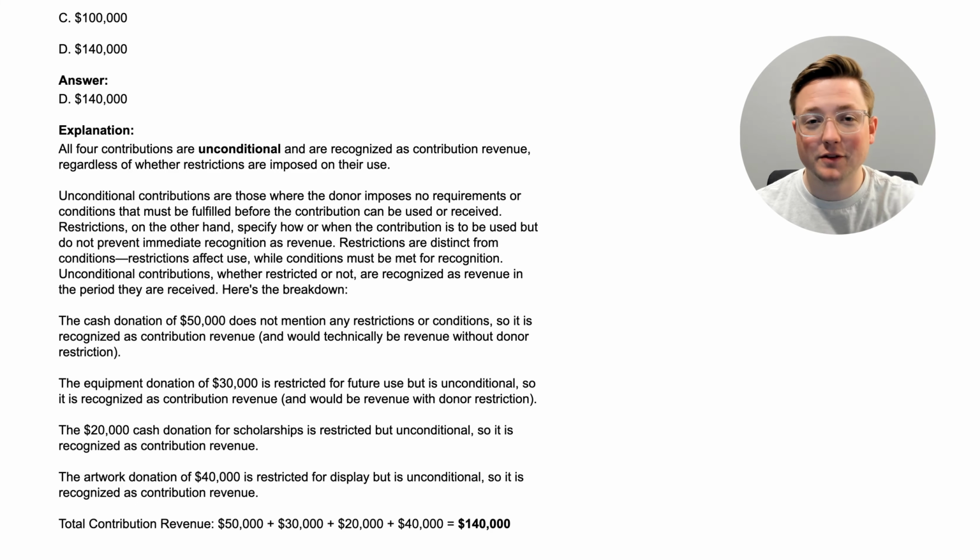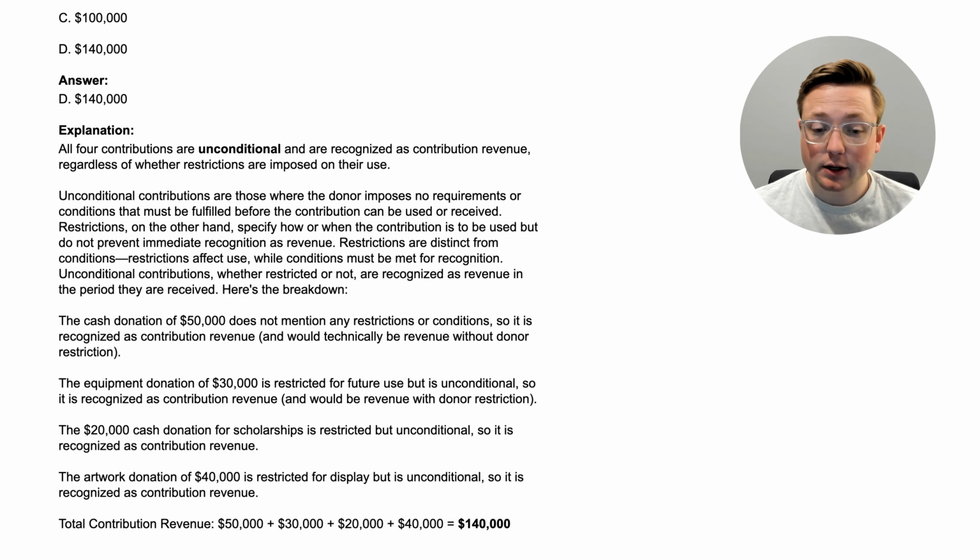Okay, now that we've talked about that a whole bunch already, let's talk about these different donations and then we'll move on through the rest of the video. The cash donation of $50,000 does not mention any restrictions or conditions, so it is recognized as contribution revenue and would technically, by the way, be revenue without donor restriction because it didn't have any restrictions on it.